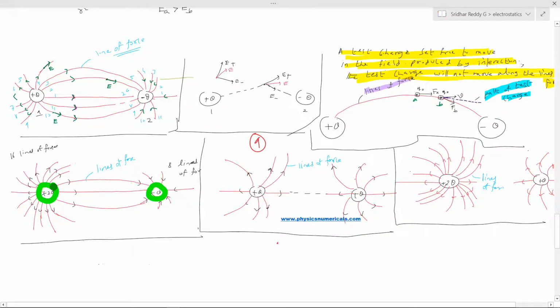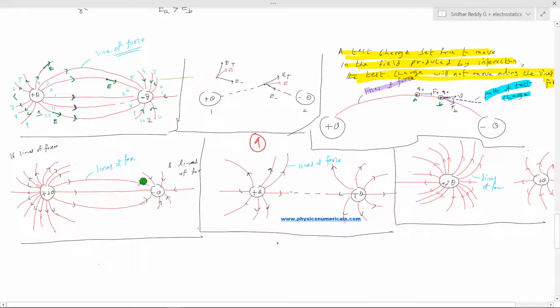Getting the idea? Like this, we'll start counting: 1, 2, 3, 4, 5, 6, 7, 8, 9, 10, 11, 12, 13, 14, 15, 16. Okay, 16 lines of force are there. Here also I'm going to count: 1, 2, 3, 4, 5, 6, 7, 8. 8 are there. How to draw that one? The lines of force will originate at the positive charge, and they should terminate at the negative charge.